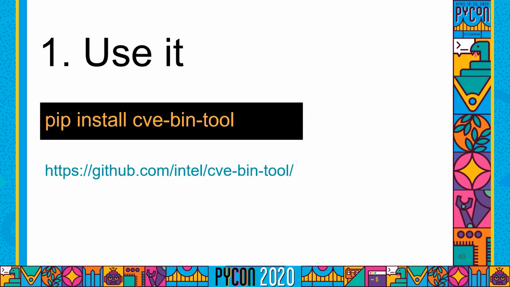Number one, please use the tool. We made it for the world. We want the world to use it. If you do one thing after you're done watching this talk, go pip install it or grab the latest from GitHub and try running it on something. My favorite thing to do is to run it on /bin or user lib and just see what it finds.